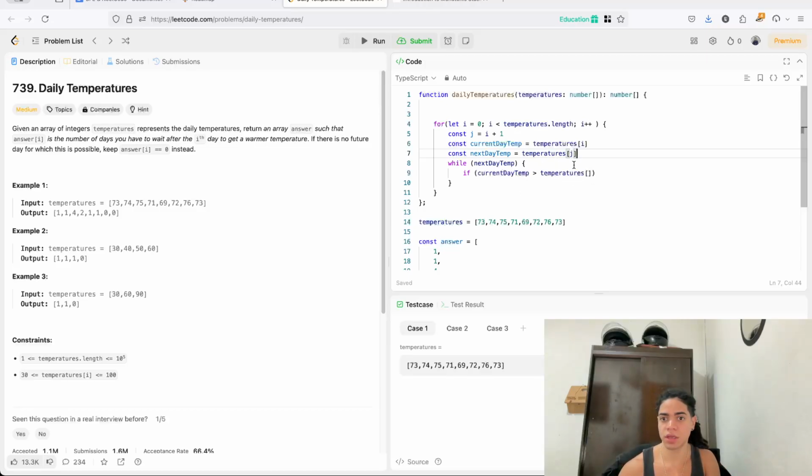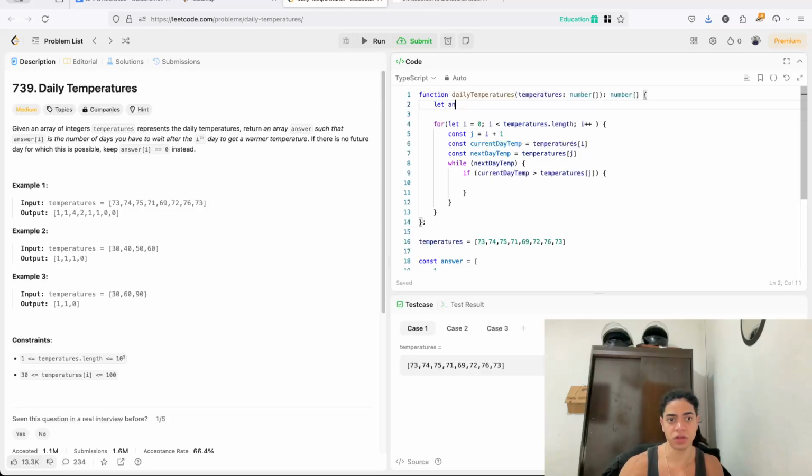So the idea here is that it's going to compare this. If the current temperature is greater than the temperature at that position, it means that it is time for us to define the result or the answer.